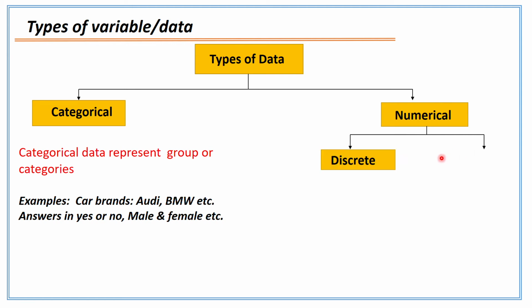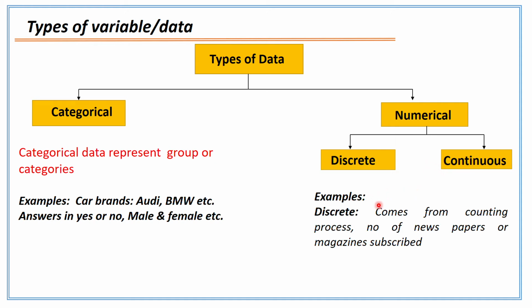Under the numerical, there are two more broad classifications of statistical data. The first one is the discrete, and the second one is the continuous. First thing we have to understand is that discrete means, as the name indicates, which has certain intervals. It is discrete. So discrete data is a type of data which comes from counting process, like number of newspapers or magazines subscribed.